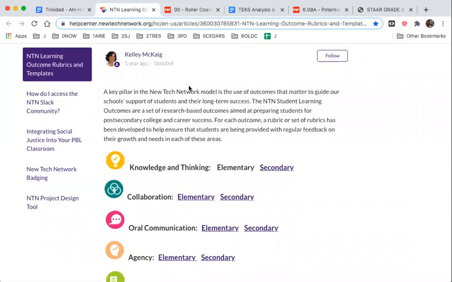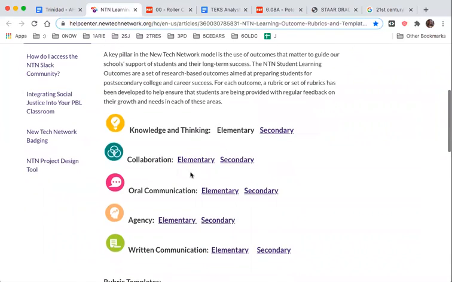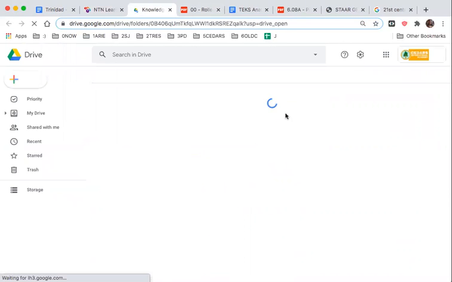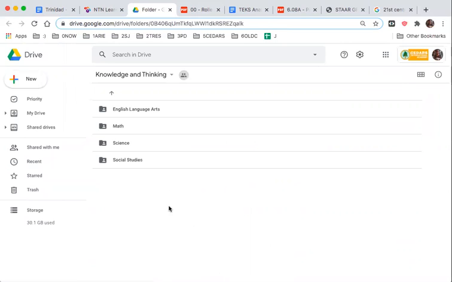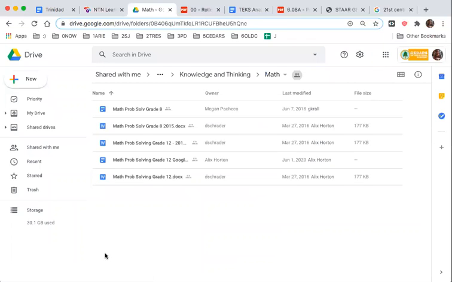If you're not required to use a specific rubric, you can just Google 21st century skills rubrics and come up with something. In this case, if you use the resource that's linked in your project planning form, you'll see there are 5 21st century skills, and you can pick the appropriate grade level. I knew that knowledge and thinking, which is just another way of saying critical thinking, would be really critical in this project. And I'm familiar with these rubrics, so I knew one of the math problem solving rubrics would have something very useful.